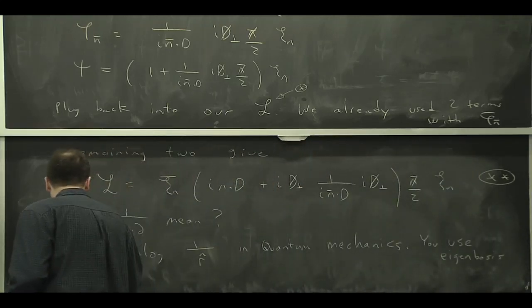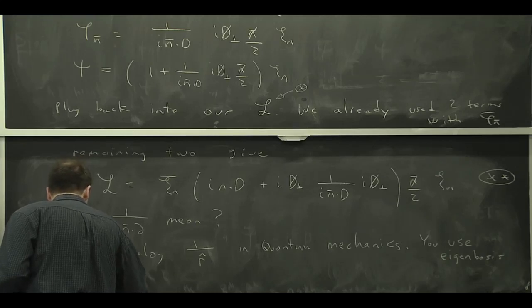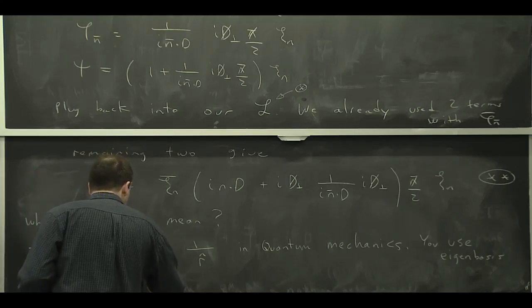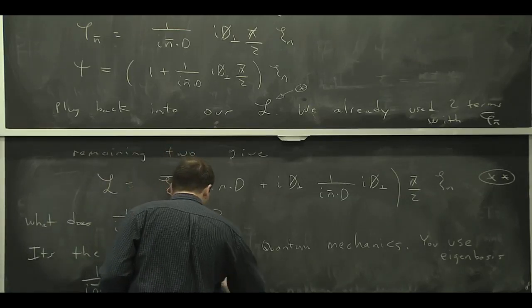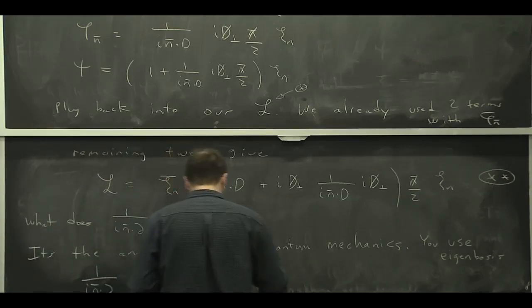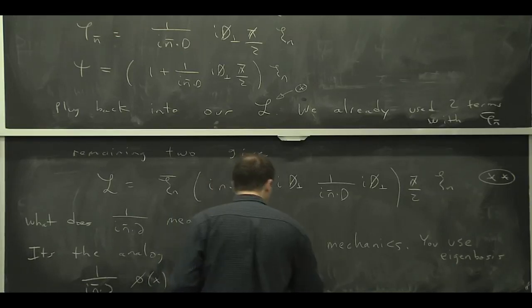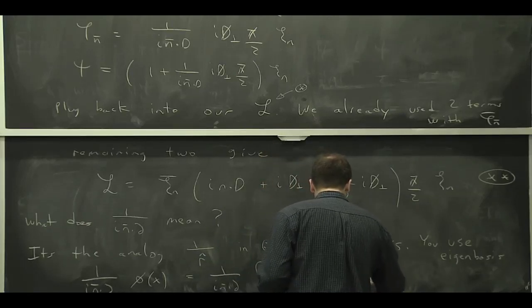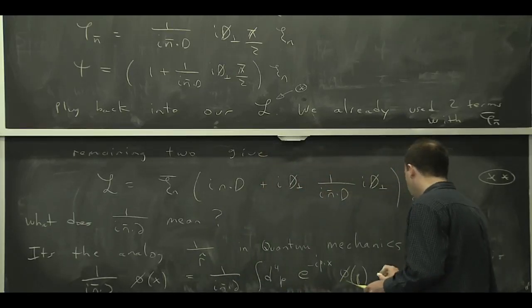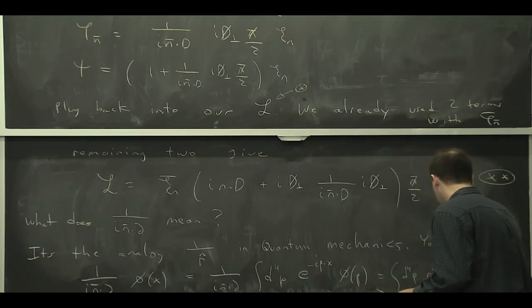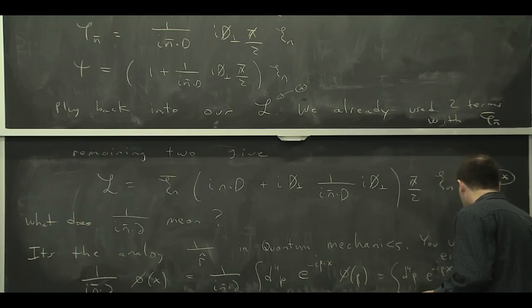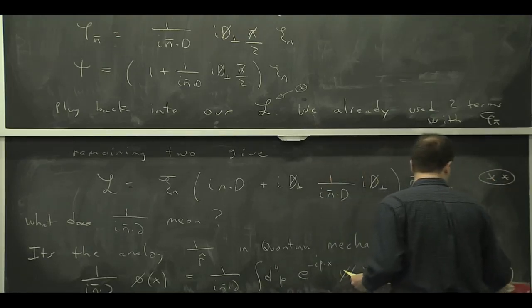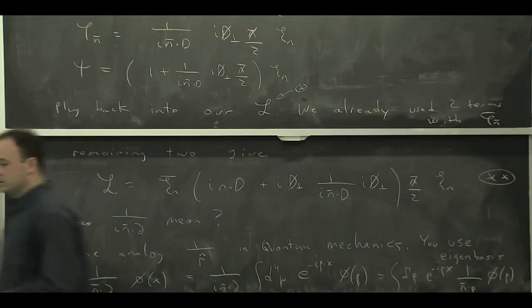So 1 over i n bar dot partial of some field, phi of x. You can write it out in terms of momentum space. And so if we go over to momentum space, that's the eigenbasis, and then the eigenvalue is just 1 over the momentum, this component of the momentum. Okay, so it's just the Fourier transform of that. So this is encoding.